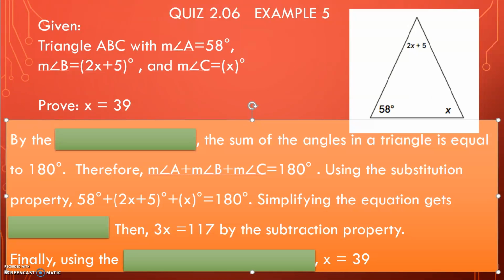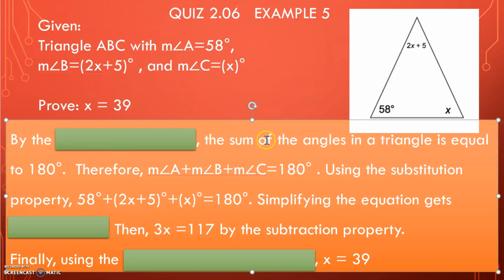All right, quiz 2.06, example 5. We are going to fill in the blanks for this paragraph proof. So we are given triangle ABC. Angle A has a measure of 58. Angle B has a measure of 2x plus 5, and the measure of angle C is x. And we're going to prove that x equals 39.